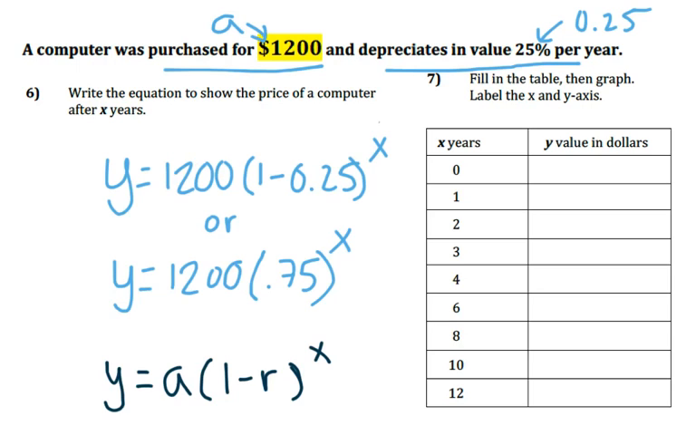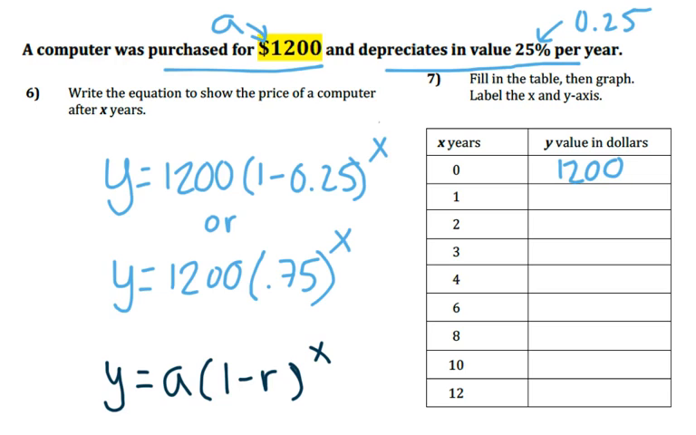Now for number 7, fill in the table, then graph. Label the x and y axes. So we're just going to substitute in again all the x values from our table and evaluate for the y value in dollars. Now each time that we do this, we're going to round our values to the nearest whole dollar. So the first one, when x is 0, that's our initial value. So the value in dollars would be 1,200.